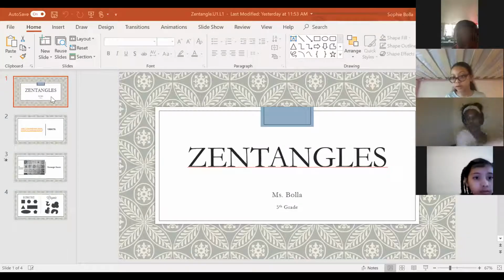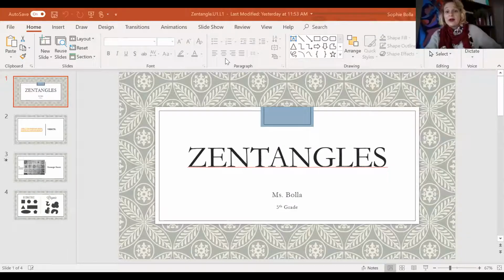Okay, so what we're going to be learning about today is going to be Zentangles, and I'm going to show you a PowerPoint right now about that and what that is. Okay, share my screen. Here we go. Okay, Zentangles. So Zentangles are a form of artwork.